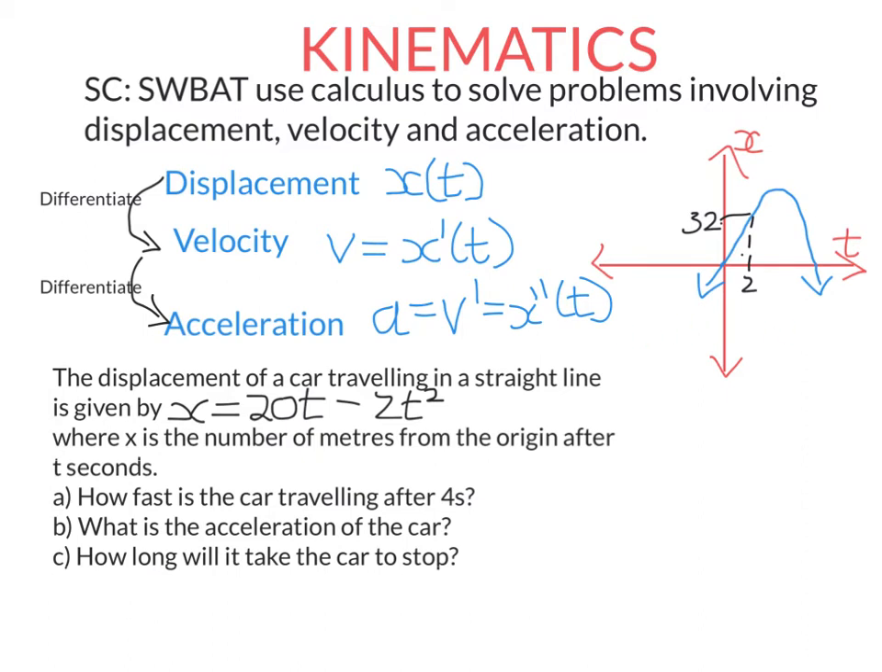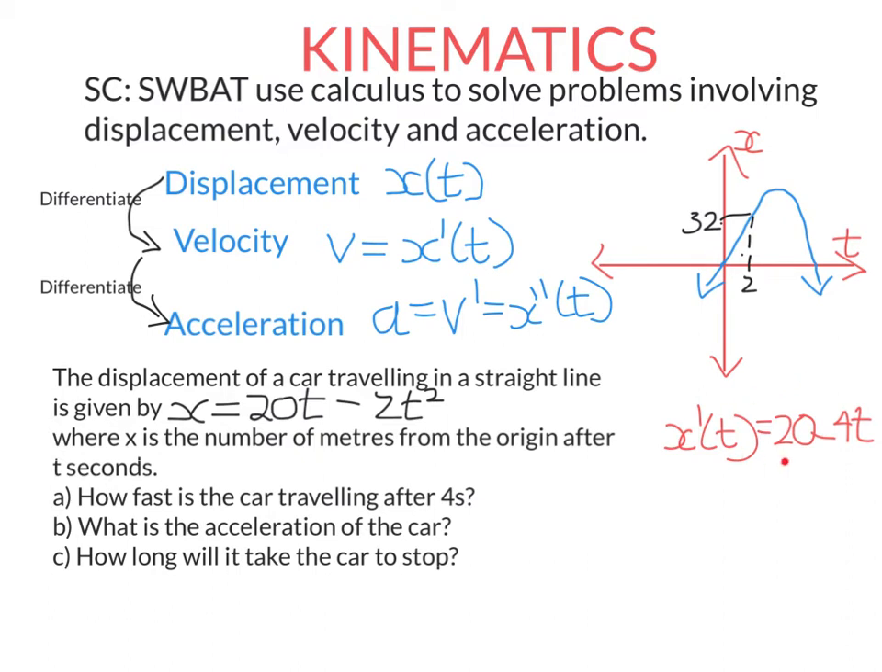All right, let's actually answer the questions. How fast is the car traveling after 4 seconds? So how fast? We're asking velocity. To find the velocity, we need to differentiate the displacement. If we're going to differentiate this function, first principles would take too long, so we differentiate term by term. Differentiating 20t is just 20. And remember, we move the power to the front and decrease the power by 1. So I move the 2 to the front, minus 2 times 2 is minus 4, and I decrease the power by 1, so it's minus 4t to the power 1.